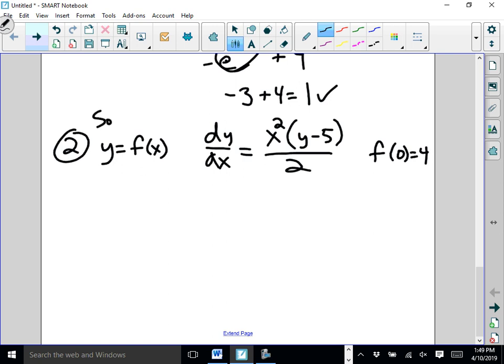I saw some people doing the solving when the question was actually asking for an equation of a tangent line. All right, so be aware. Don't be solving for something that you're not asked to solve for. Okay, so how am I going to separate these? Well, the way that I'm going to do it is I'm going to divide over that y minus 5. The x squared and the divided by 2 are going to all stay put on the right side of the equation. Okay? So it looks like this.